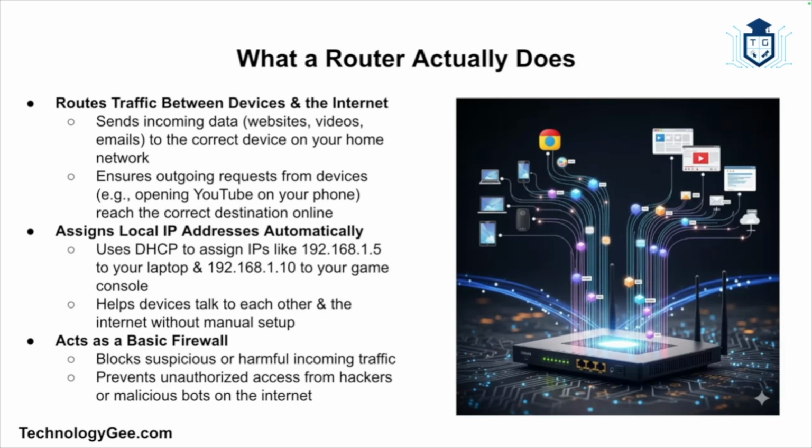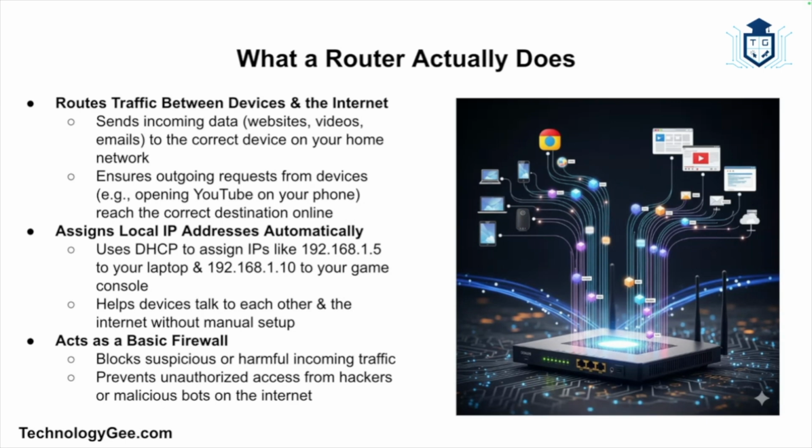Routers use a protocol called DHCP, or Dynamic Host Configuration Protocol, to assign local IP addresses to devices. Your laptop might be assigned 192.168.1.5, while your Xbox might get 192.168.1.10. Another thing a router can do is act as a firewall.